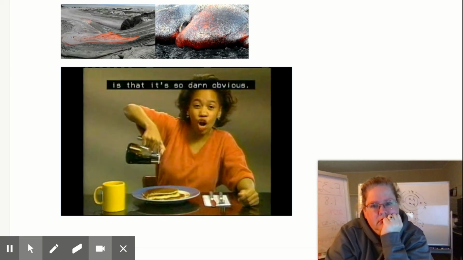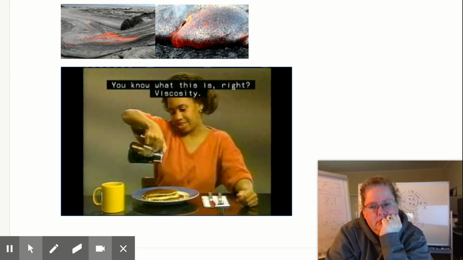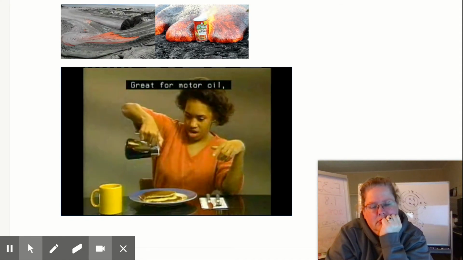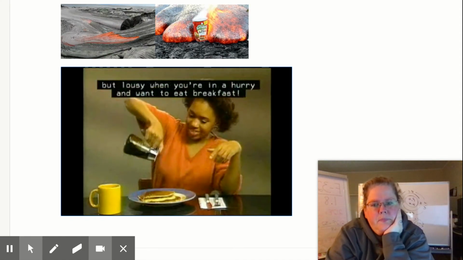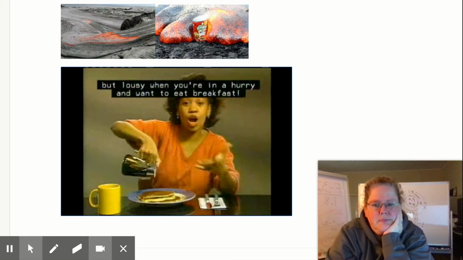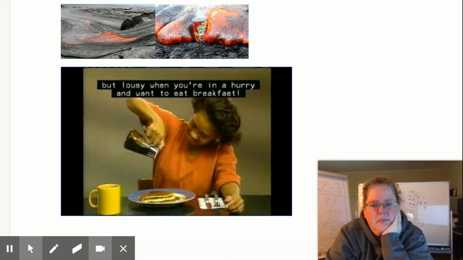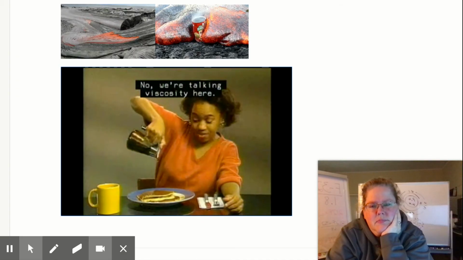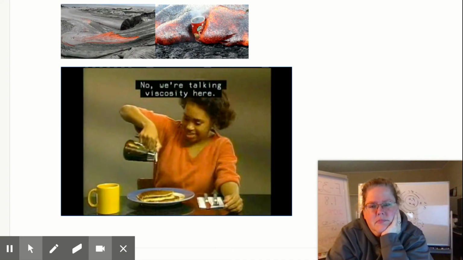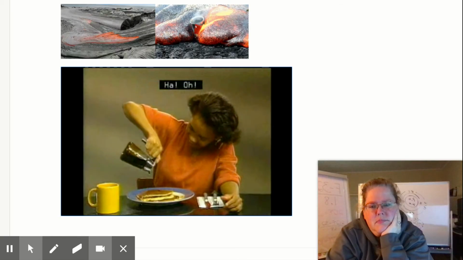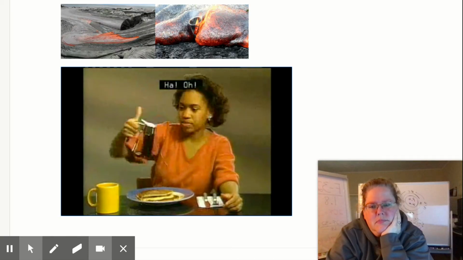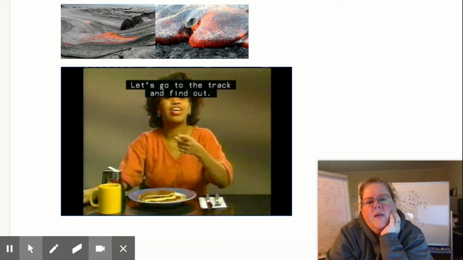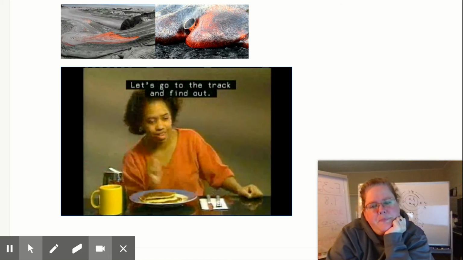The problem is that it's so darn obvious. And you know what this is, right? Viscosity. Great for motor oil, but lousy when you're in a hurry and want to eat breakfast. Now, we're talking viscosity here. Oh. Well, how can we avoid this process? Here, let's go to the track and find out.